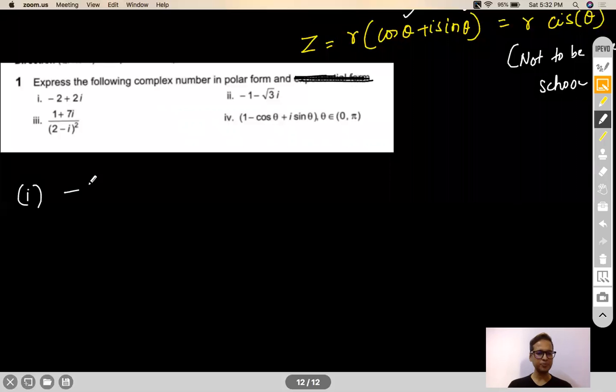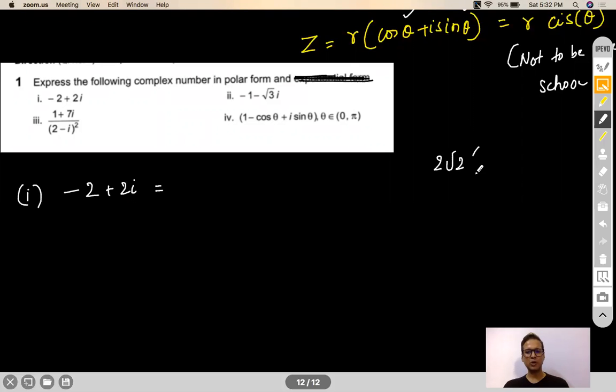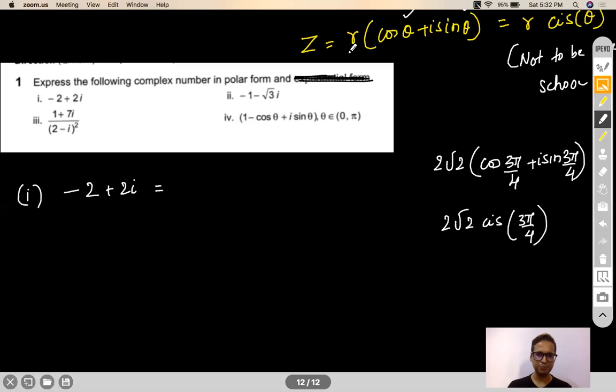First one. Just mention in your answer, for example, in this case, I'm going to do it for you. Your answer will be 2 root 2 cos 3 pi by 4 plus i sine 3 pi by 4. I would request you to save your time and write it as cis 3 pi by 4 like this. I'll be more than happy.